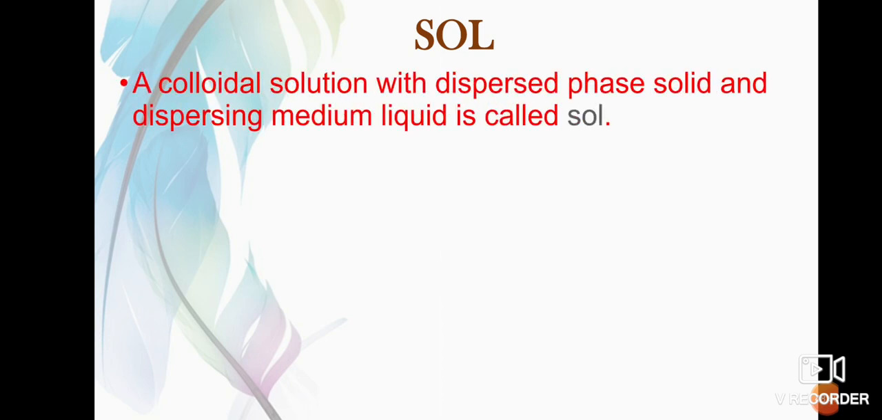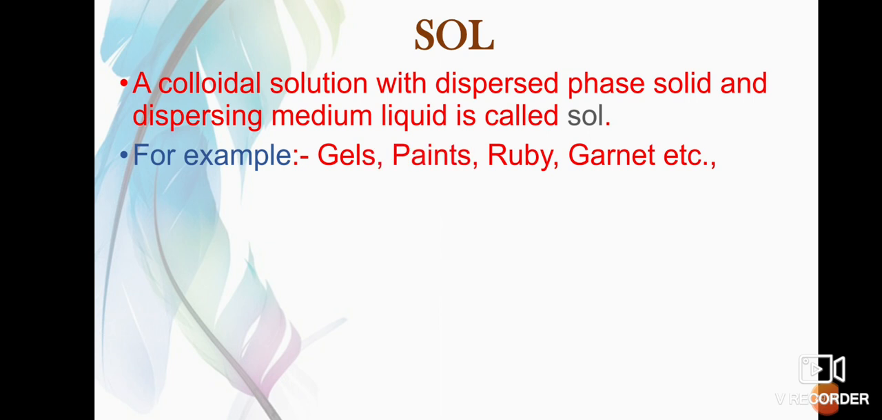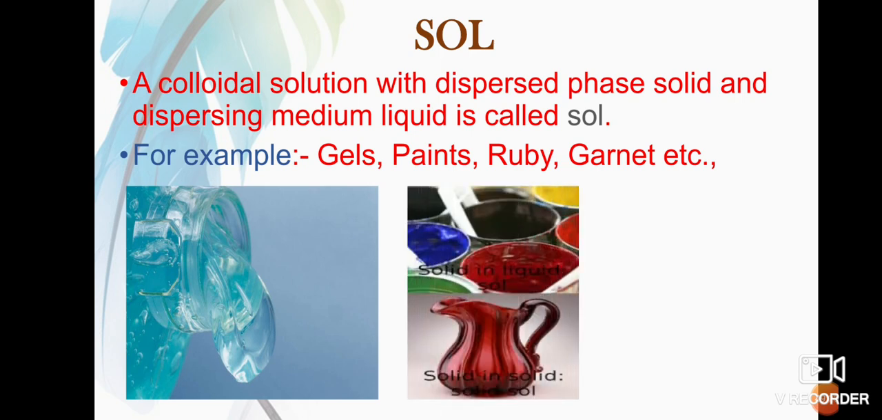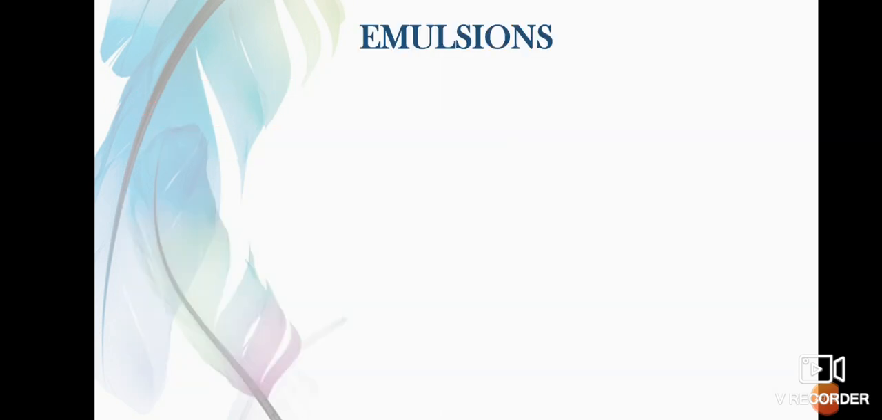Next is sol. What is sol? A colloidal solution with a dispersed phase solid and a dispersing medium liquid is called sol. Means the dispersed phase is solid and the dispersing medium is liquid. Let us see the examples. Gels. First it is in a solid state, then it comes in liquid. Just like here, some pictures are there.